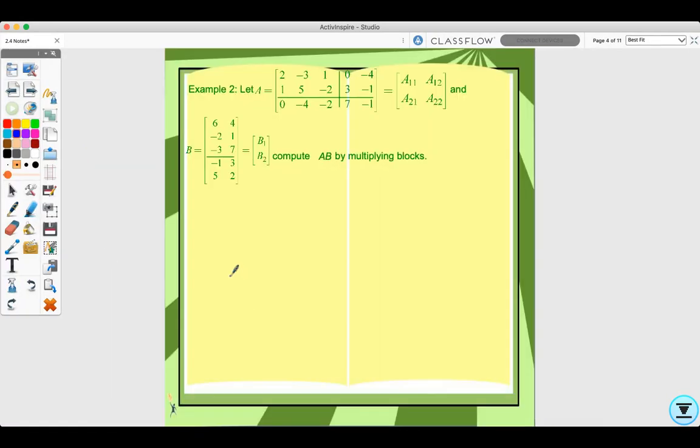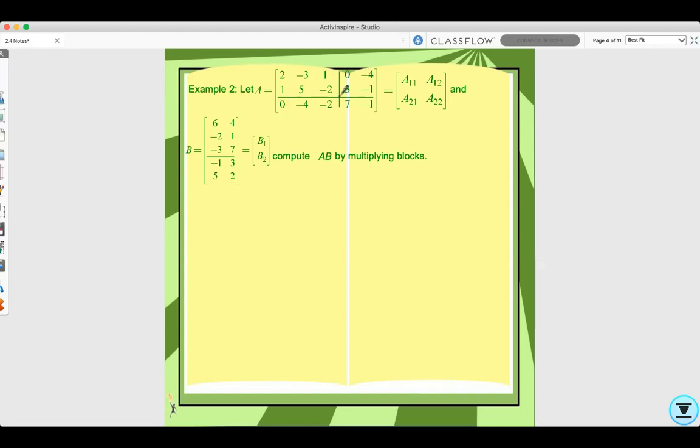Let's go ahead and look at example 2. We're going to let A be this partition matrix, with this being block 1,1, block 1,2, block 2,1, block 2,2. And B is this partition matrix with blocks B1 and B2 here. We're going to compute AB by multiplying the blocks. So the first thing I would do is write out our AB as our blocked matrices. So A11, A21, A12, A22, my blocks, times B1, B2.